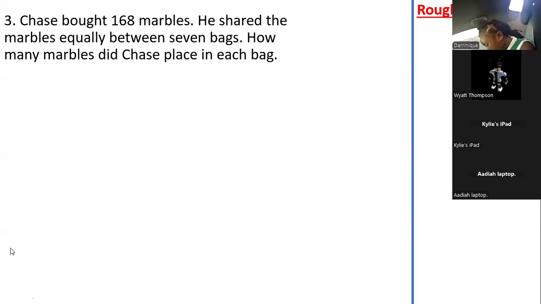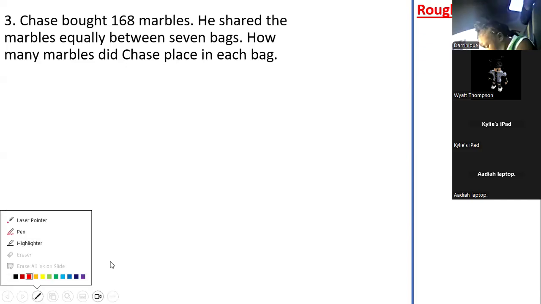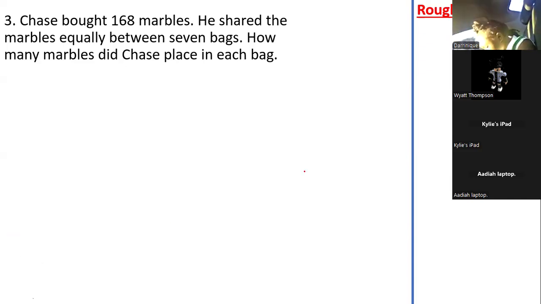Because it says equally. No, that's not the real hint though. The real hint starts with S. Shared. So shared is the real hint. Shared equally is the hint, just to let you know that we divided. So with this one, we're going to say what? 7 into.